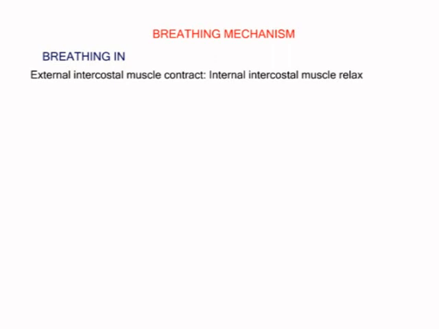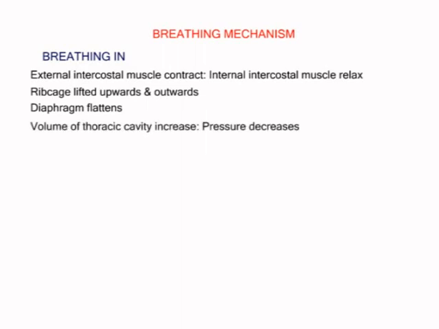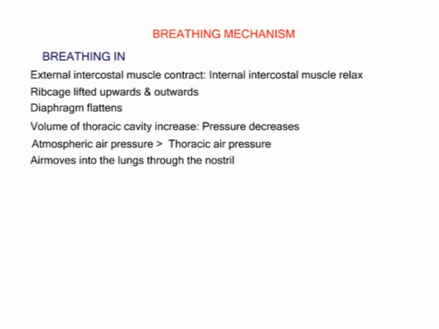Now, when breathing in, the external intercostal muscles contract while the internal intercostal muscles relax. The rib cage is lifted upwards and outwards. The diaphragm flattens as a result of the contraction of its muscles. The volume of the thoracic cavity increases while pressure decreases. Air pressure in the atmosphere is higher than the pressure in the thoracic cavity, and air moves into the lungs through the nostril.